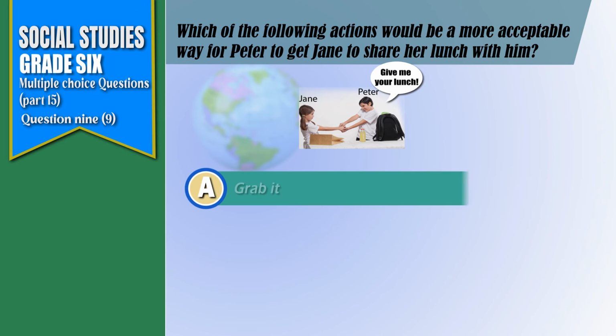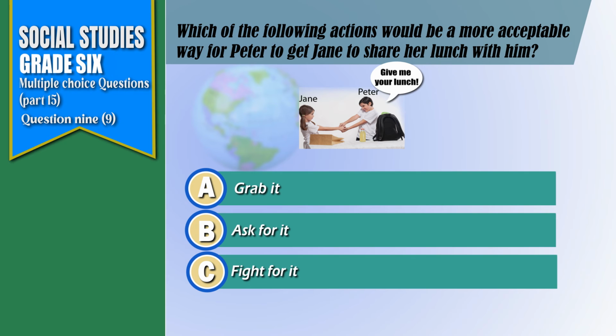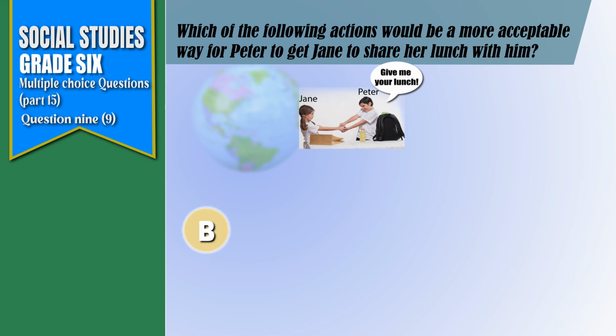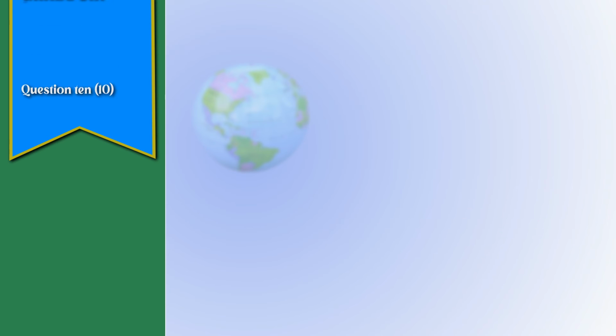Which of the following actions would be a more acceptable way for Peter to get Jane to share her lunch with him? A. Grab it. B. Ask for it. C. Fight for it. Or D. Demand it. The answer to question 9 is B. Ask for it. So which one of the following actions would be a more acceptable way for Peter to get Jane to share her lunch with him? Definitely ask for it.